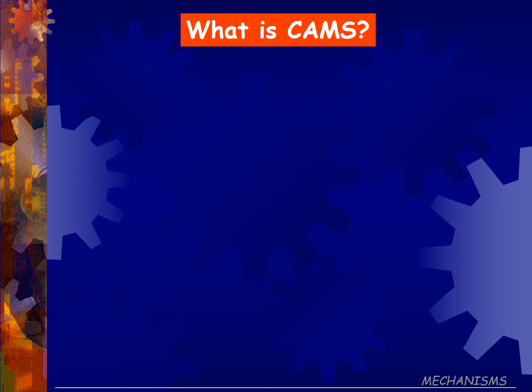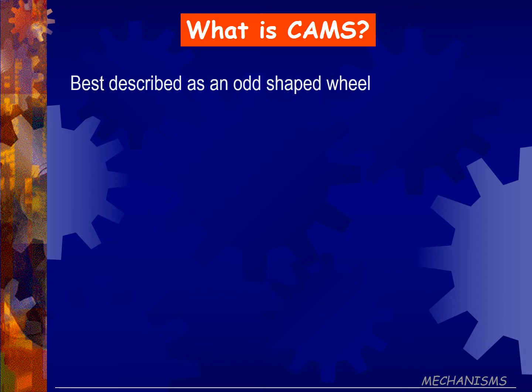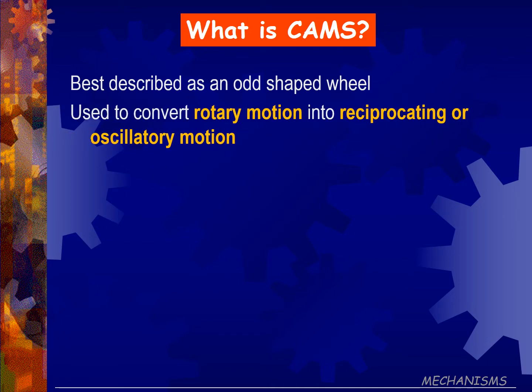So what exactly is a cam? Like what you've seen in the earlier example, it is best described as an odd-shaped wheel, and most importantly, what it does is it converts, let me put a highlighter on it, a rotation motion into reciprocating motion.